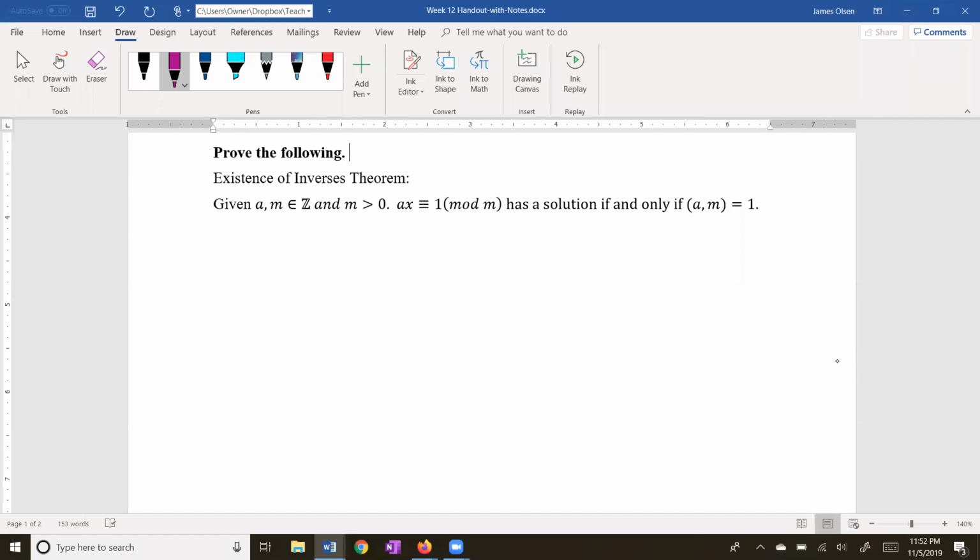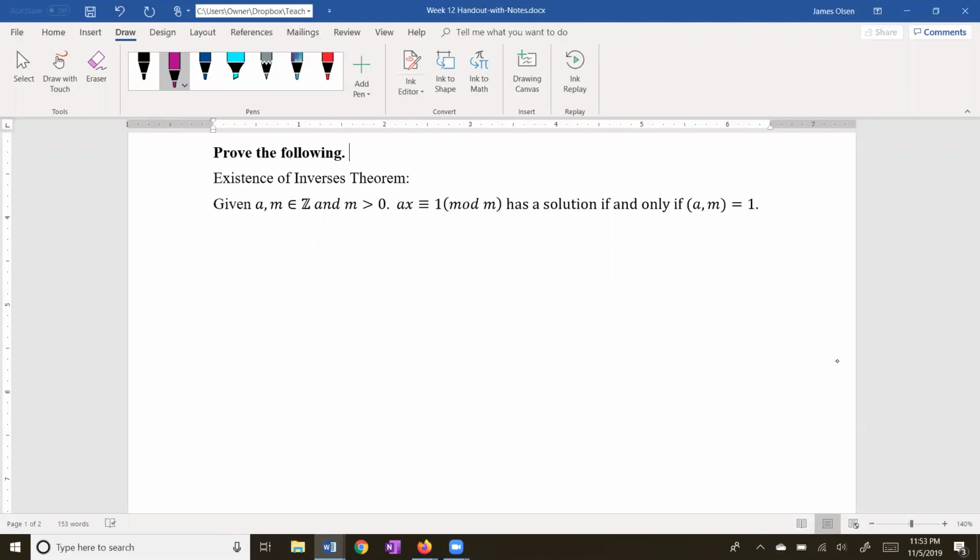Now I would like to prove the following theorem. This is an existence of inverses theorem. We have a and m, which are integers. Of course they're integers. This is number theory. And m is going to be a modulus, which we like to be a positive integer. I want to solve ax is congruent to 1 mod m. In other words, I want the inverse of a so that when I multiply them, I get 1. This has a solution if and only if a and m are relatively prime.